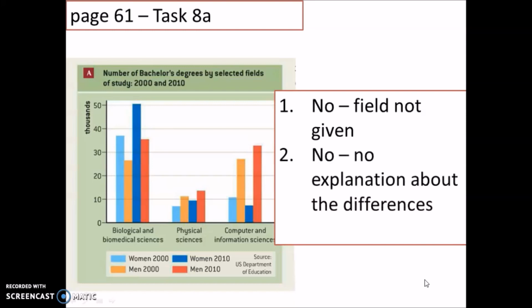The third one, the number of students, men and women, who obtained bachelor's degrees in some science subjects in 2000 and 2010. So as I told you before, this was given here anyway, so the answer is yes. Okay, all right. So when we move on to the next one, sorry, yes, you can see them here.